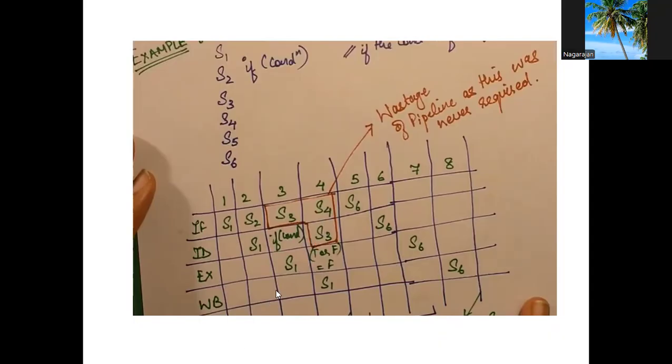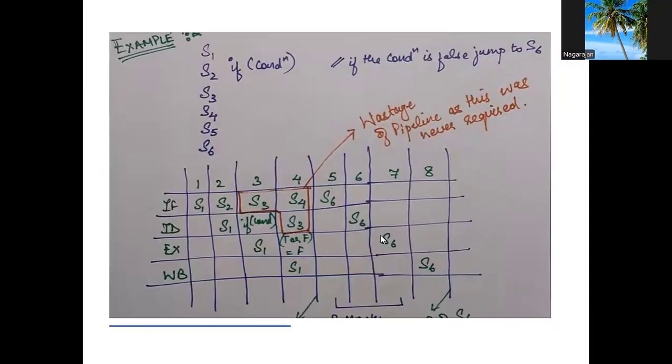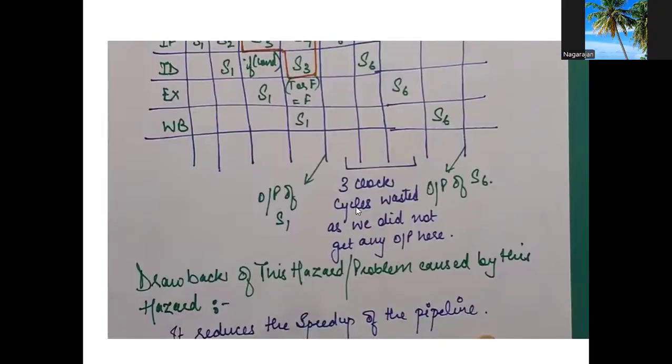And here the problem is what? We can understand here there will be S3 and S4. These are marked in red because they are a wastage of the pipeline, as they were never required. That means we are going to execute them, but there is no use in executing these instructions. So 3 clock cycles are wasted out of 6 here.